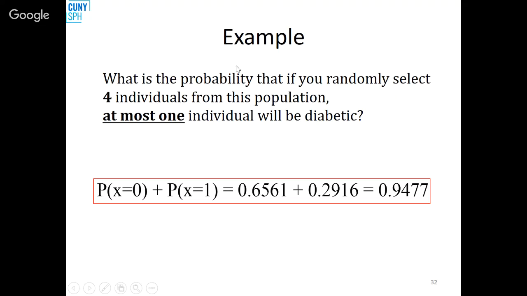Alternatively, how about the probability that at most one of those 4 individuals will be diabetic? That is the probability of 0 diabetics, which turns out to be 0.65, plus the probability of 1 out of 4 diabetics, which is 0.29. And that probability is almost 95%. So you can just add these, like the union as we did before, because they are exclusive events. There has to be either 0 or 1 or 2 or 3 or 4 diabetics in a group of 4.